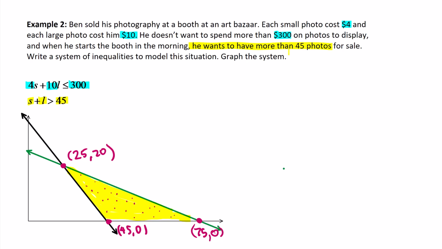The extremes on this scenario would be if there were 25 small and 20 large, 45 small and 0 large, and 75 small and 0 large. All of those would still provide that same solution. You would still stay within the parameters of what Ben wants. All right, that's all.